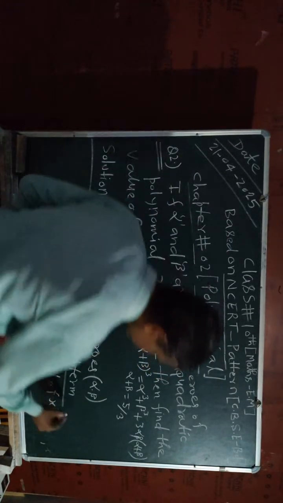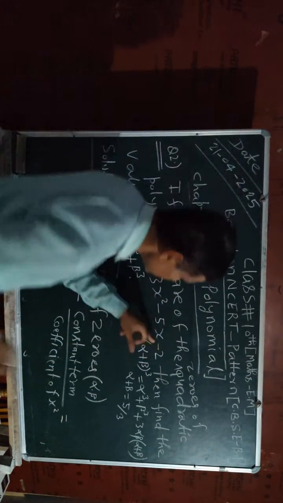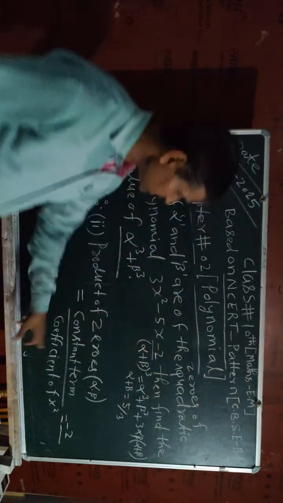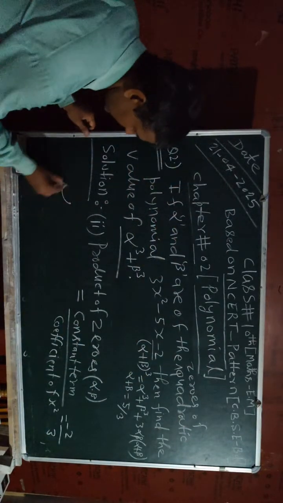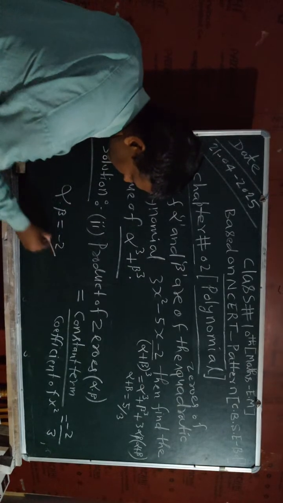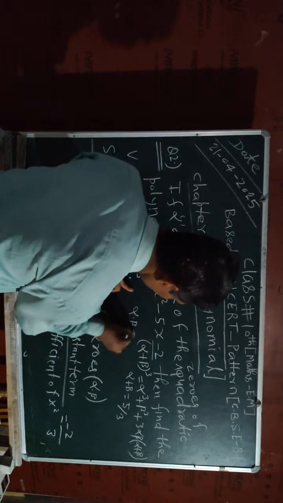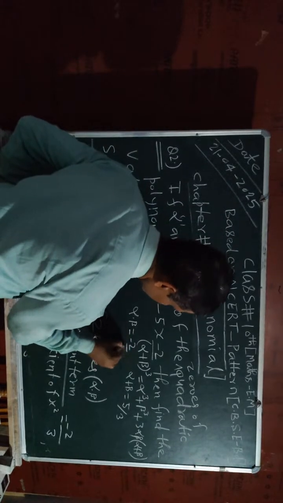Now I will put its value here. The constant term is available in this quadratic polynomial, that is written here as minus 2. So I will write minus 2, and divided by the coefficient of x square, which is available here as 3. So I will put 3. In other words, we can say that alpha into beta is equal to minus 2 divided by 3. Okay student, so this value I am also going to write here. Alpha into beta is equal to minus 2 divided by 3.